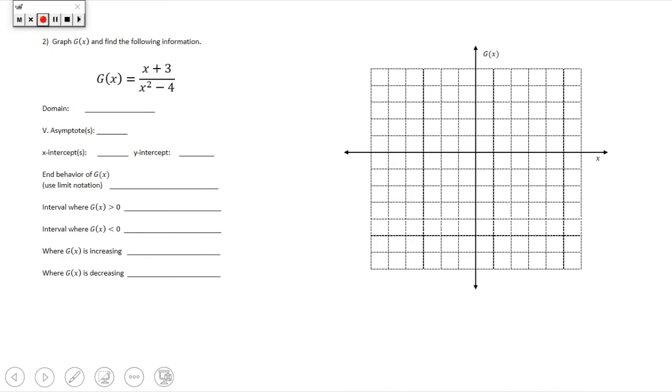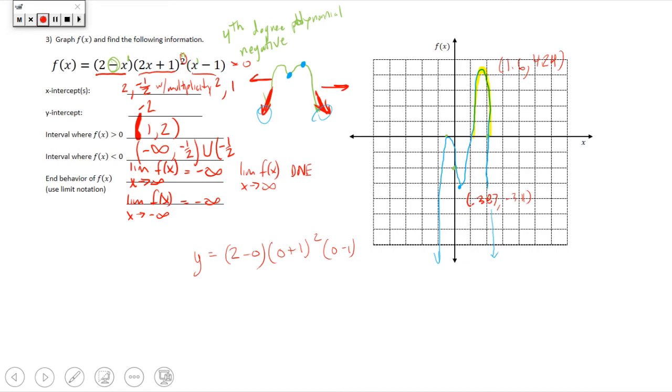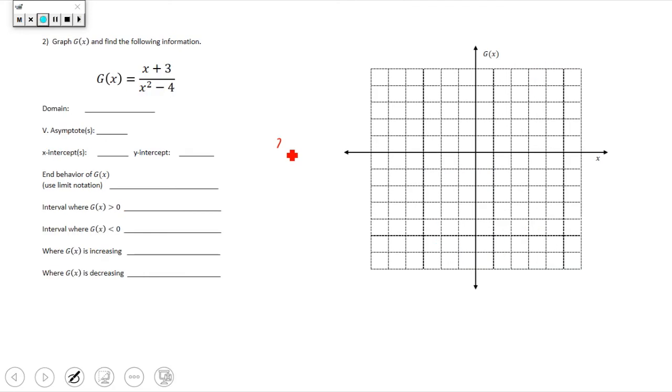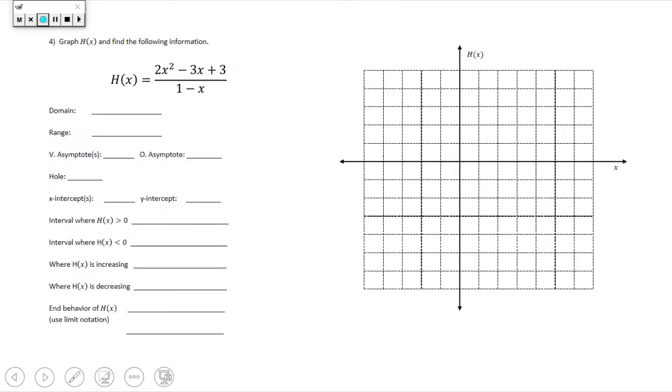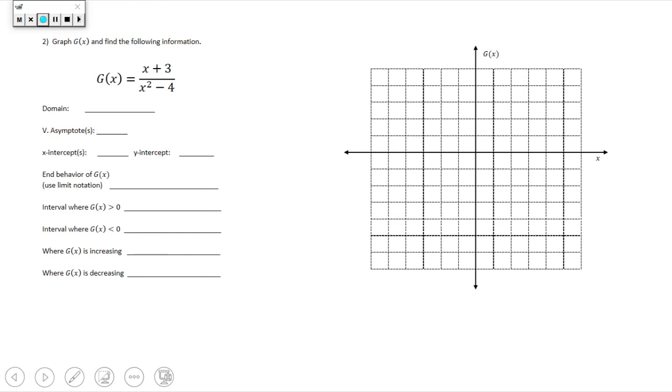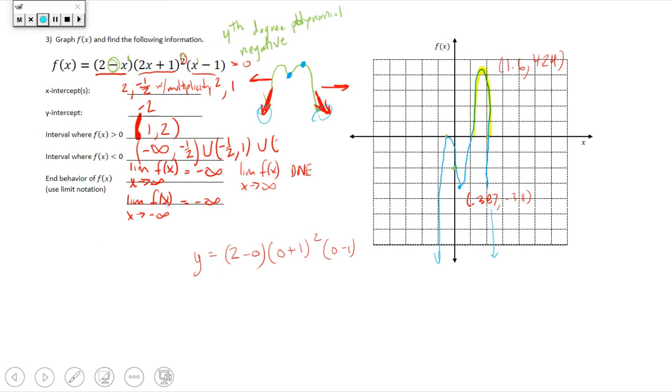Then up until that 1, that x-intercept, and then finally again from the 2, to positive infinity, and then that's it. Then we're done right there.